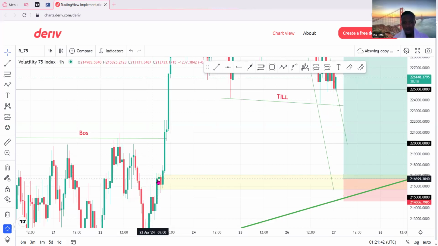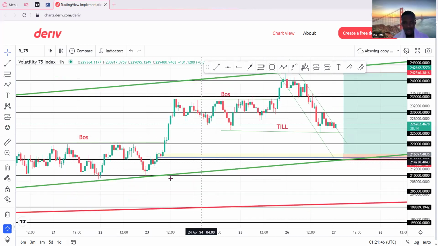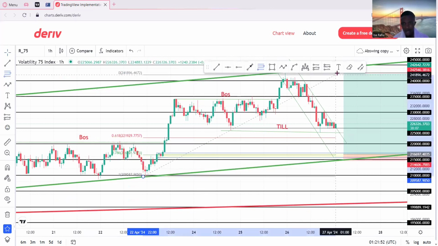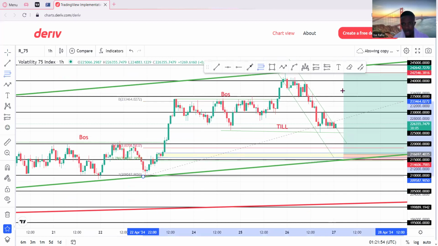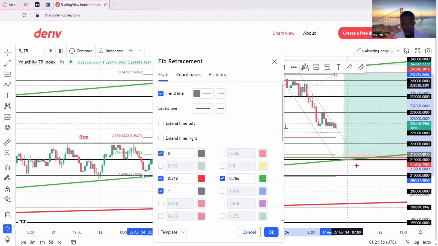Then we need to confirm how sure we are of this. Now take from this point, then take your Fibonacci from here to the highest point the market has gotten to. I want to check something now.